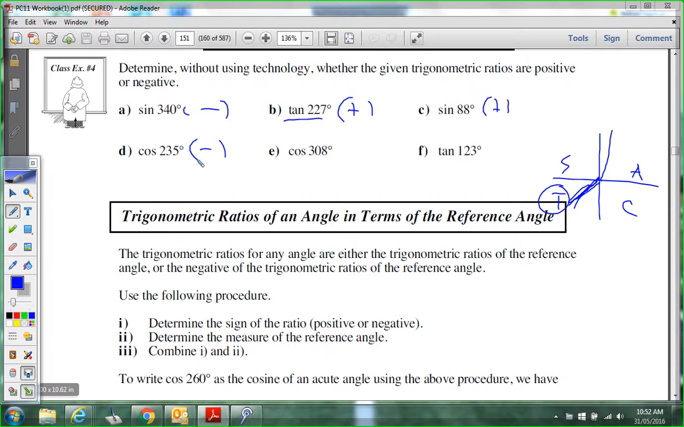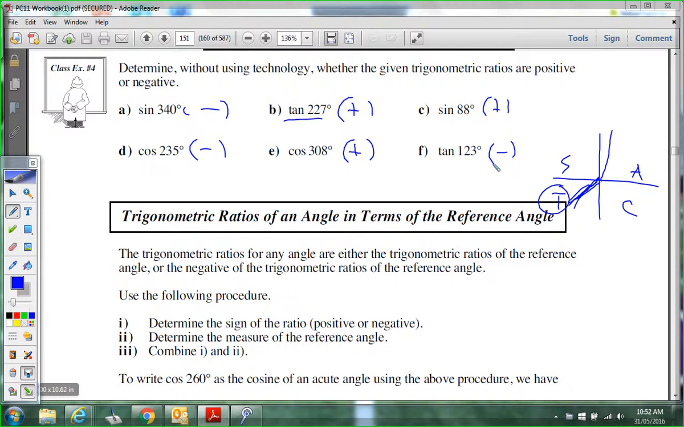Spencer? Cos of 308. Good. Cos of 308 is in this section. That's the C section. Okay. That's positive. Tan of 123, Xander, what do you think? Negative. Good, because tangent's in the 123. That's right here.